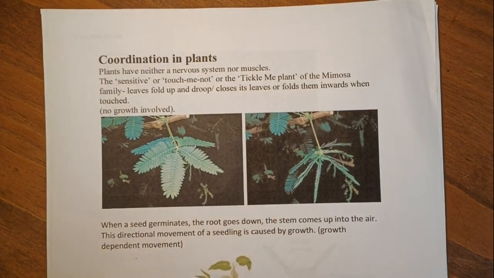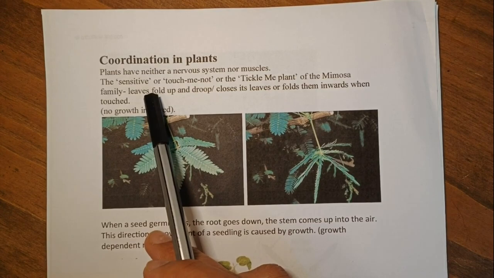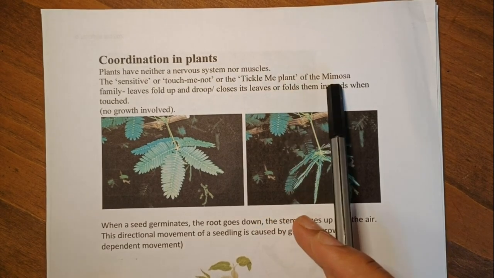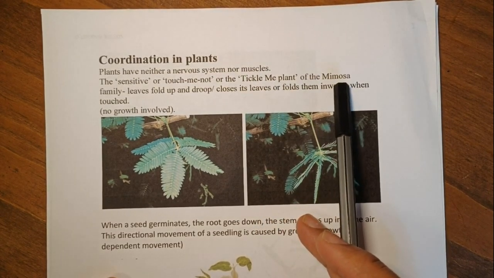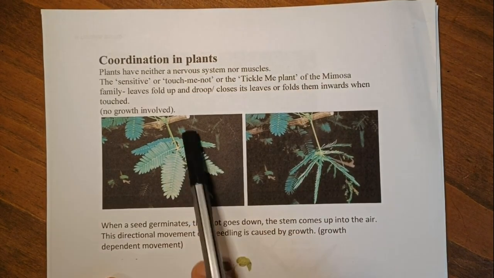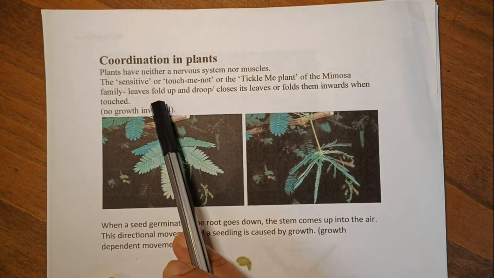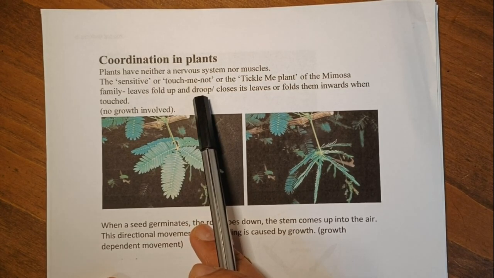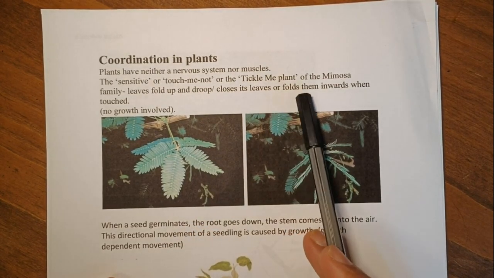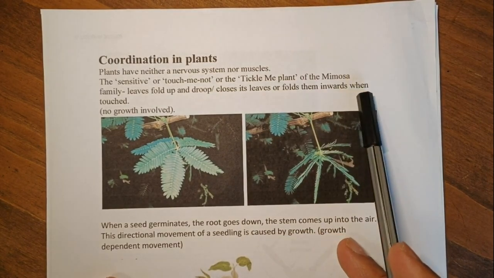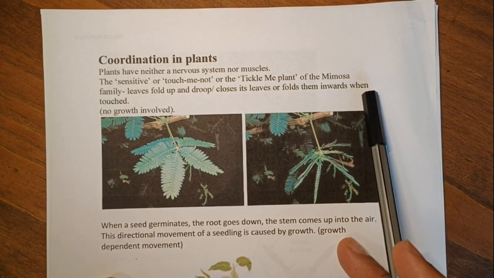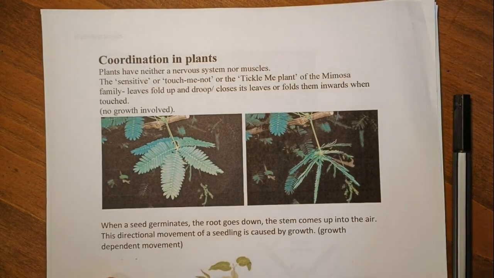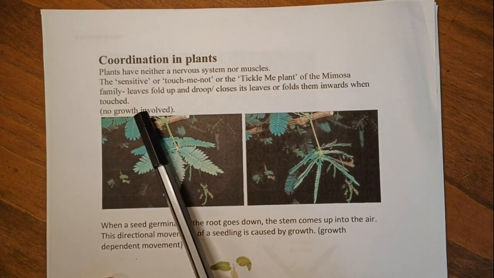The typical example of such movements is the sensitive plant, or touch-me-not, or tickle-me plant of the mimosa family, where touching the plant causes a sudden change in the leaves. The leaves fold up and they drop or they close. They fold themselves inwards when someone touches the plant. And this movement on touching, where the leaves drop and fold inward on themselves, is not related to growth.